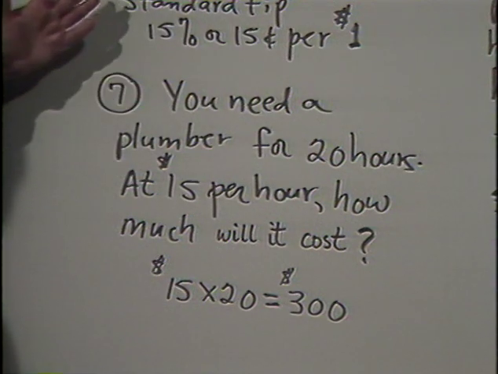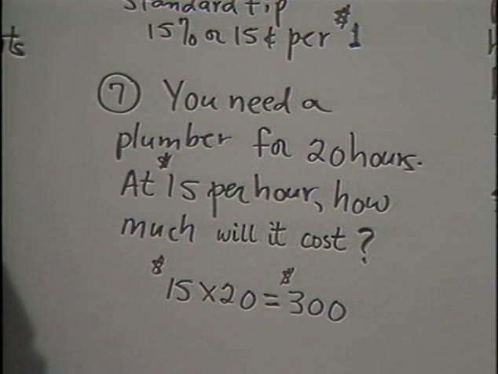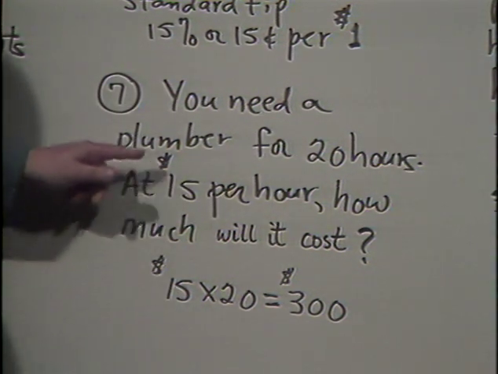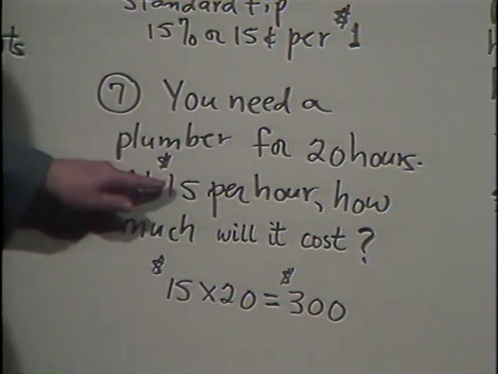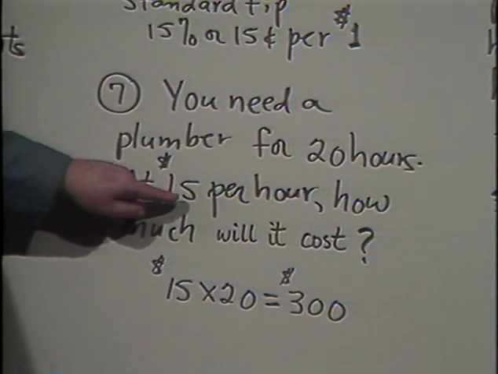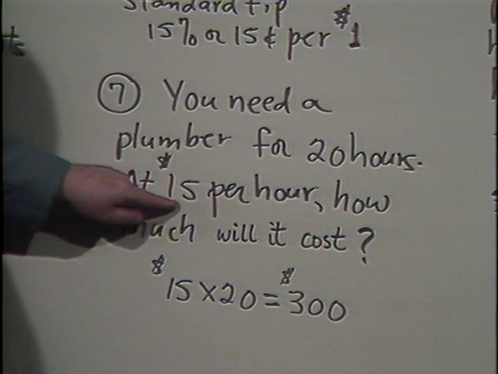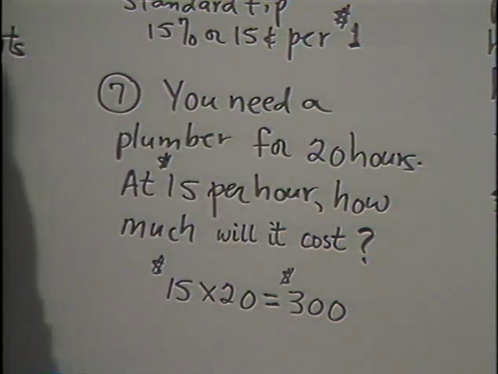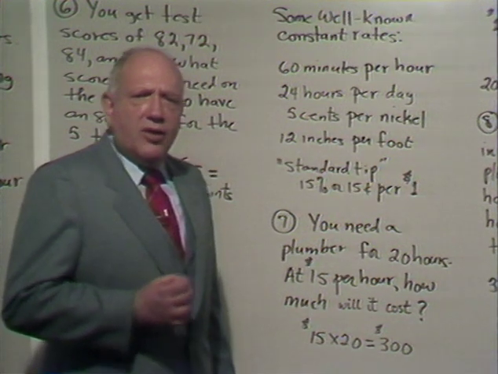Well, look, this is an easy problem. I'm not asking you to use a calculator here. I'm not asking you to use a fancy formula. All you're saying is what? Look, every hour I have the plumber, it's costing me $15. I'm having him for 20 hours, so it's going to be the 20th multiple of 15.